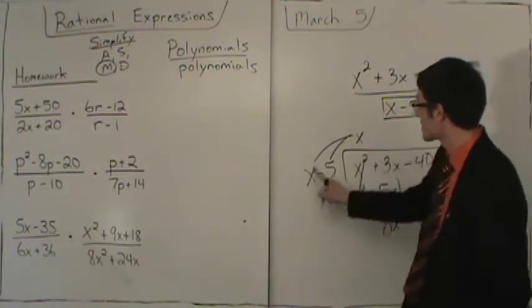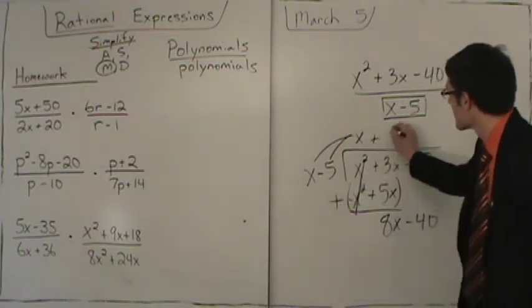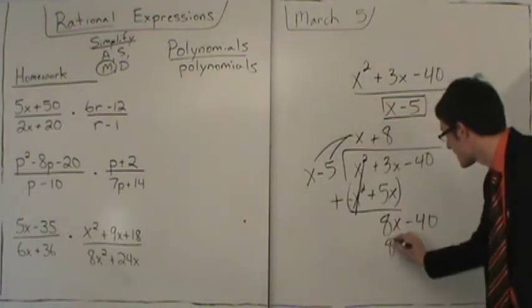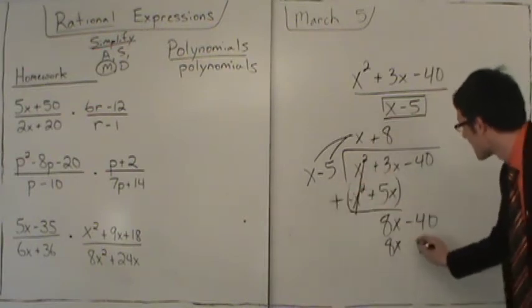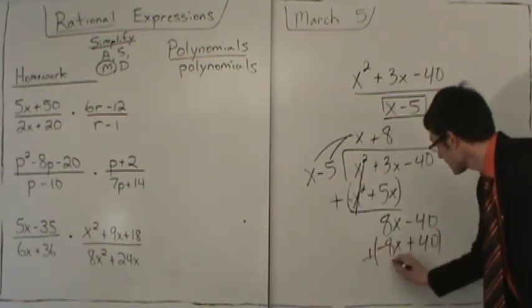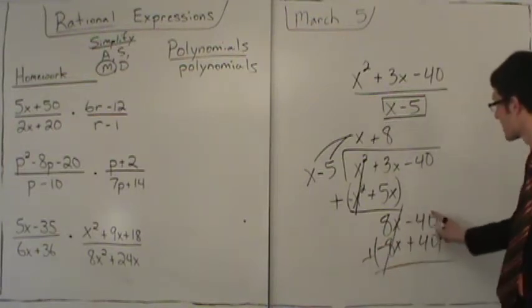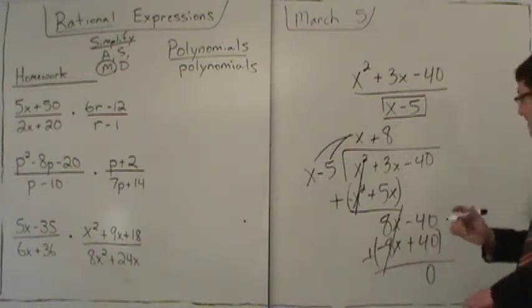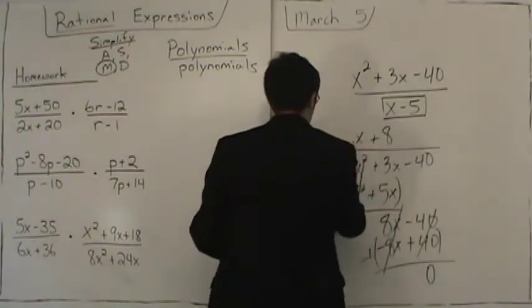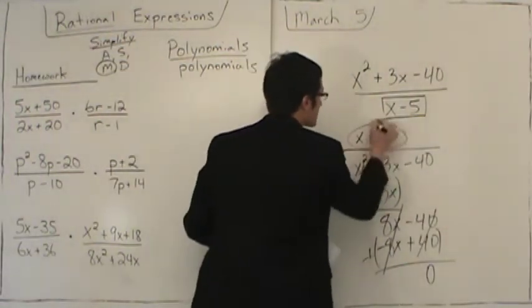So we ask what times x gives 8x? That is 8. We take the 8 and multiply by both. 8 times x is 8x. And 8 times negative 5 is negative 40. We change our signs and we add. The 8x and the negative 8x cancel. Negative 40 plus 40 also cancels, giving a remainder of 0. Now, our answer on the board we have an answer of x plus 8.